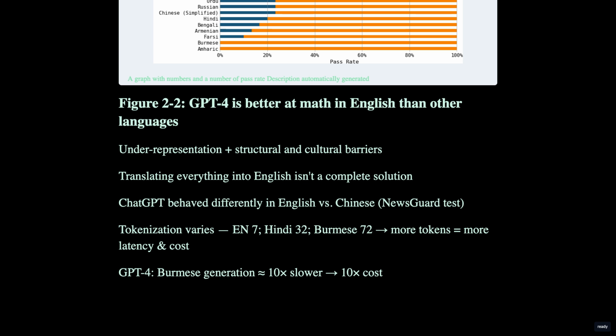Because many APIs bill by tokens and charge for compute time, that slower generation translates into roughly 10 times higher cost and much higher latency for Burmese output. This affects both budget planning and real-time responsiveness.